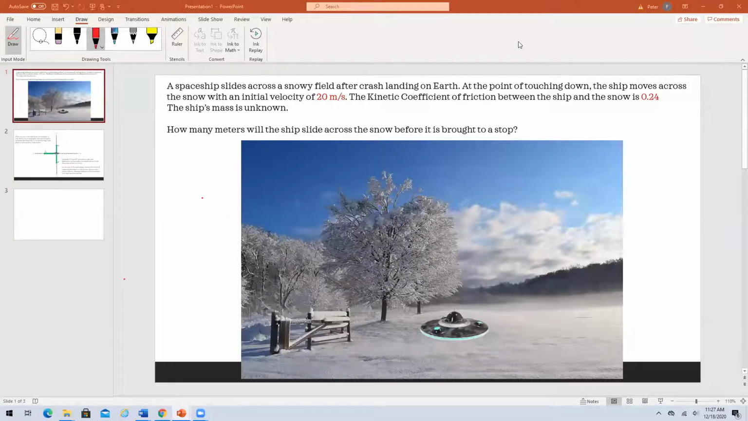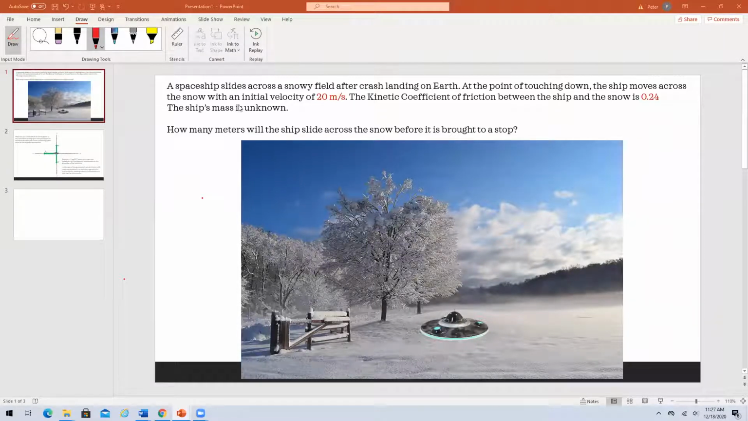Okay, so I thought we could maybe walk through this problem together. This is a kinetic friction problem that involves an imbalance of forces, and it's a spaceship. So a spaceship loses power, crash lands on Earth, and slides across a snowy field. And we know how fast the spaceship is moving as soon as it hits the ground.